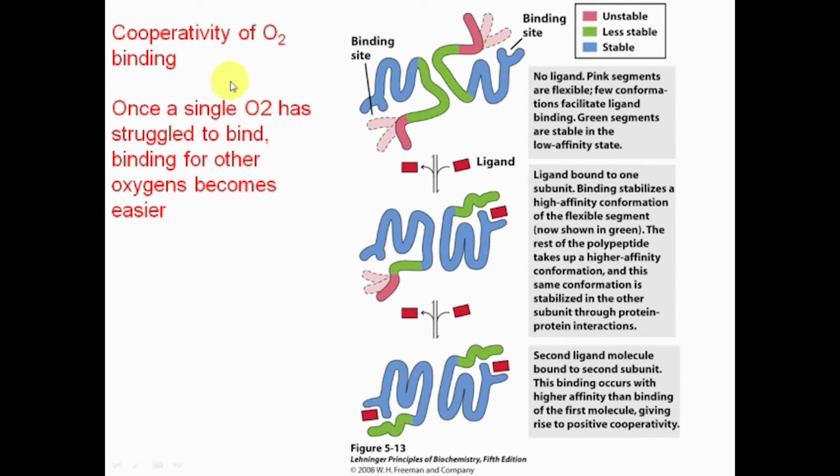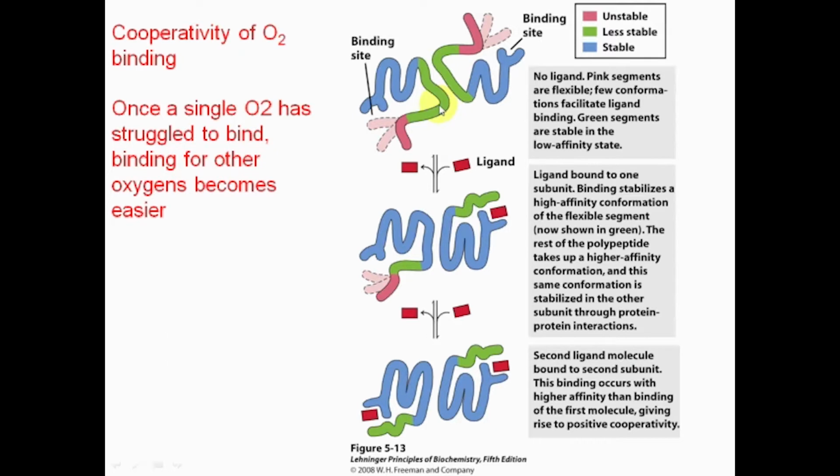Okay, there's a term called cooperativity. So hemoglobin has cooperativity of oxygen binding, which means that initially the binding of a single oxygen is difficult and struggles to bind, but once that O2 has bound, then each successive binding of oxygen becomes easier.